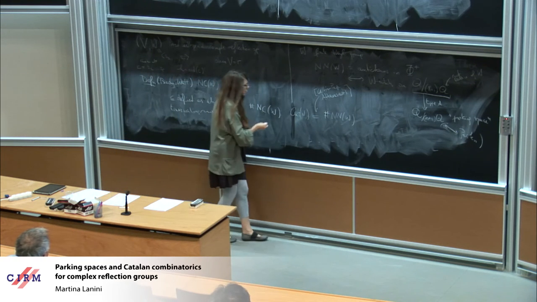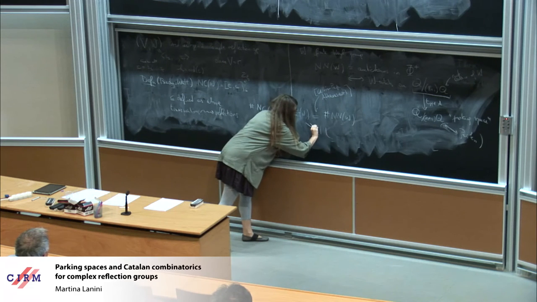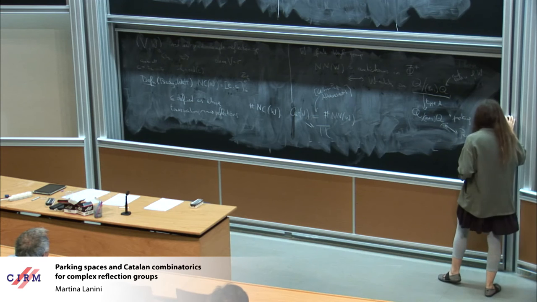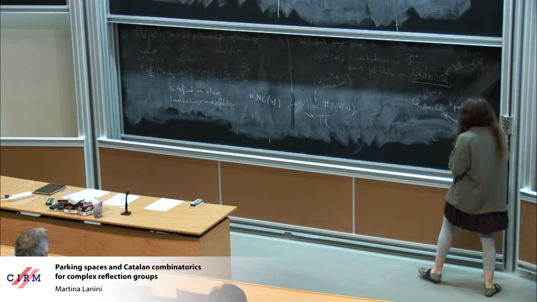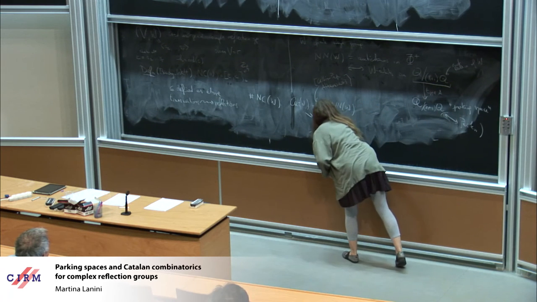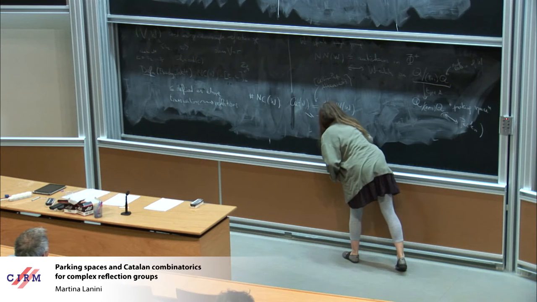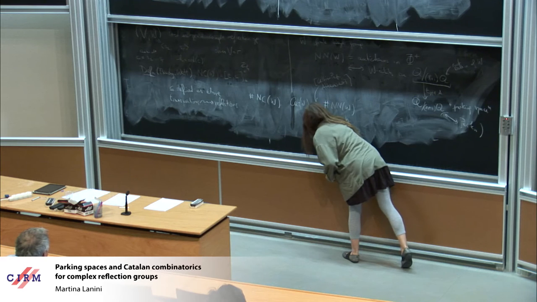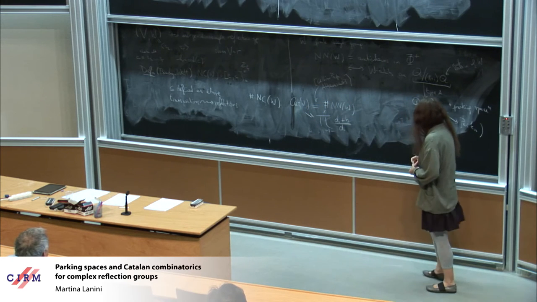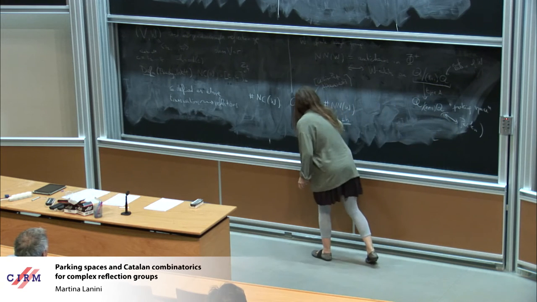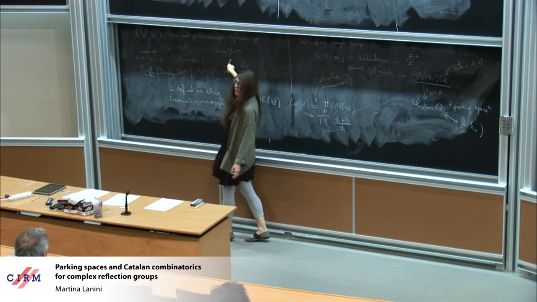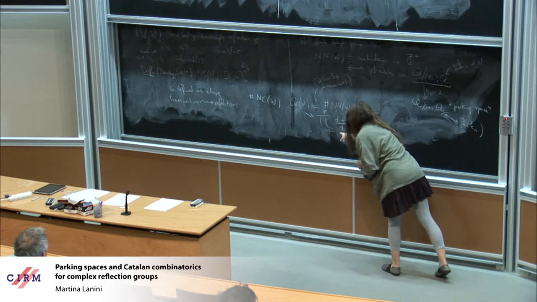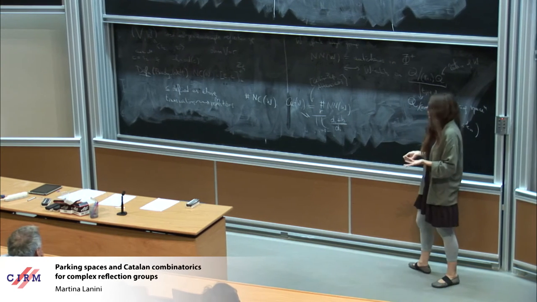So now what is that? Let me first write a formula and then I'm going to explain. So we have the product of di plus h over di, for i from 1 to r. Okay, so r was the dimension of our vector space. And these di are the degrees of the group.